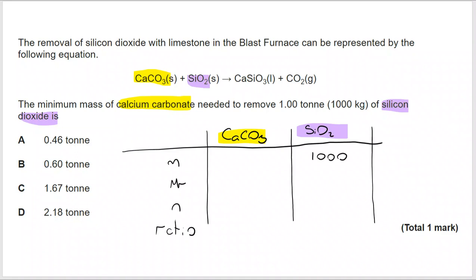So if I then work through and say that the Mr of SiO2 is 60.1, I can work out the number of moles as 16.64. My mole ratios in the equation show me that 1 mole of calcium carbonate reacts with 1 mole of silicon dioxide, which means 16.64 moles of calcium carbonate. My Mr of calcium carbonate, calculated from the periodic table, is 100.1. Multiply n and Mr together, and we get 1665. Convert that back into tons. Closest we're going to get there is 1.67 with the rounding, so the correct answer is C.